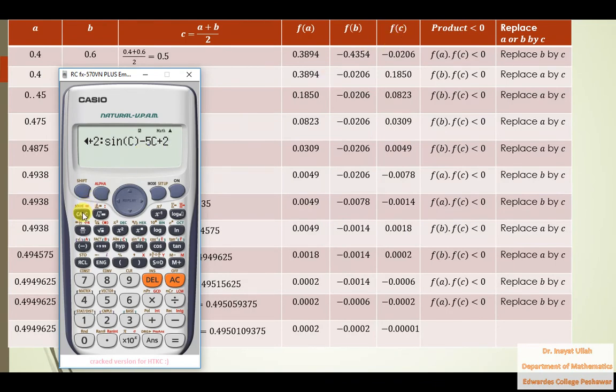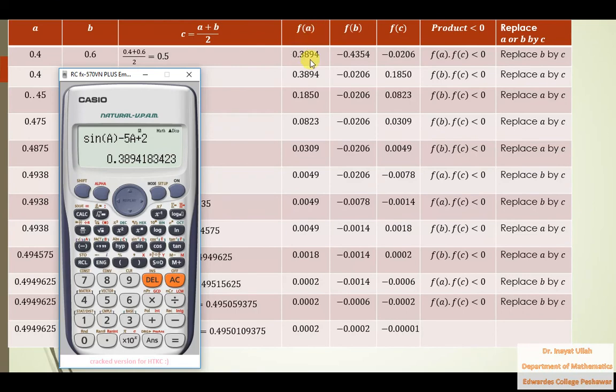Now press this calc button. It will ask you about the value of a. What is the value of a? The value of a is 0.4, so write here 0.4, then press the equal sign. It asks about the value of b, b is 0.6, so 0.6, equal to. Now we see that c is calculated here, which is 1 by 2. Now convert this into decimal notation, that is 0.5, so c is 0.5. Then press the equal sign. We will get sine a minus 5a plus 2, f of a.